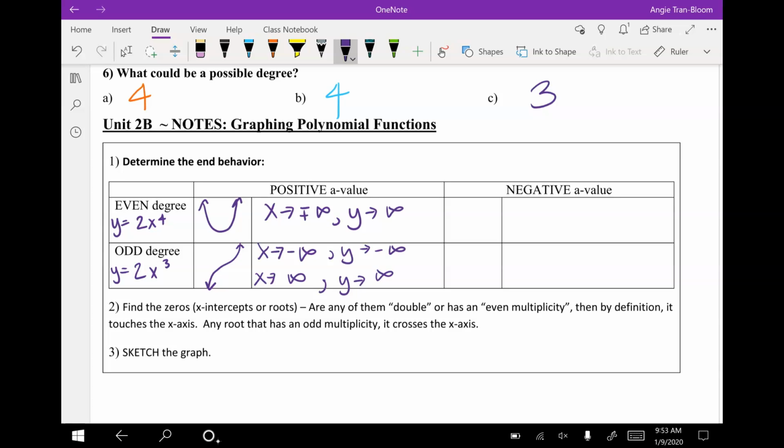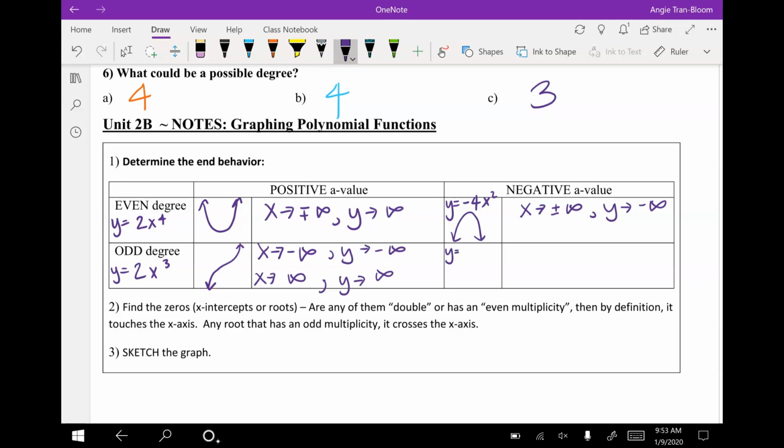Now, what if a is negative? Like y equals negative 4x squared. What's the sketch of that? Right side up or upside down? Upside down like that, right? So, a is negative 4. What's happening to the end behavior? As x approaches either positive or negative infinity, y is approaching negative infinity. Okay. And same thing with odd degree.